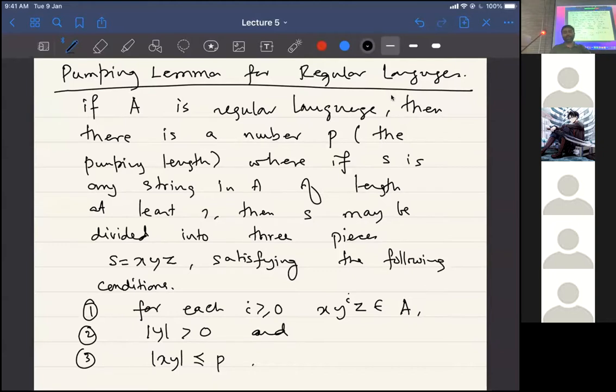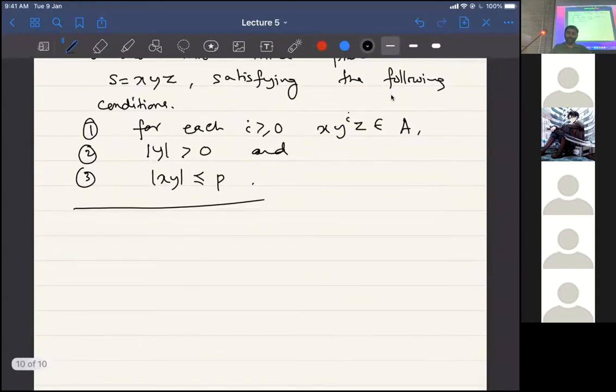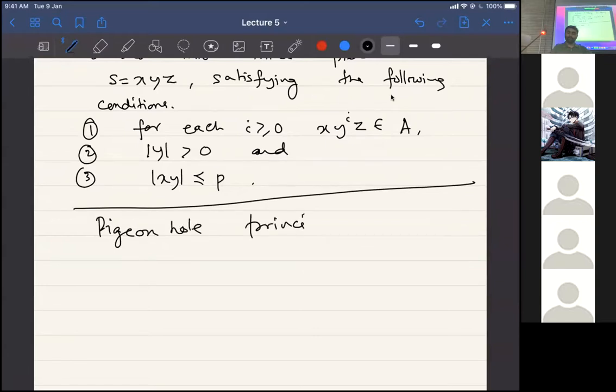This proof relies on a very simple fact, which I hope you all know, called the pigeonhole principle. Do you remember it? Have you studied it? Nope? Seriously? Not in discrete mathematics or any other course? No one? Okay, the pigeonhole principle is very simple. It says that if there are more pigeons than pigeonholes, then some of the pigeonholes must contain more than one pigeon.